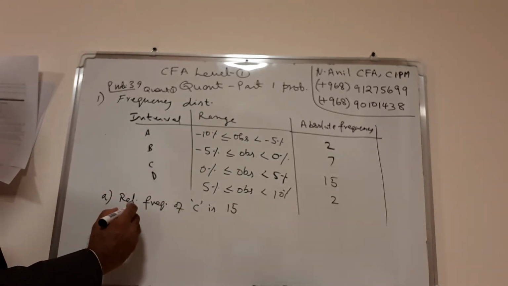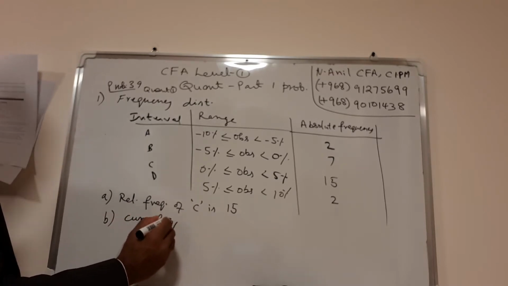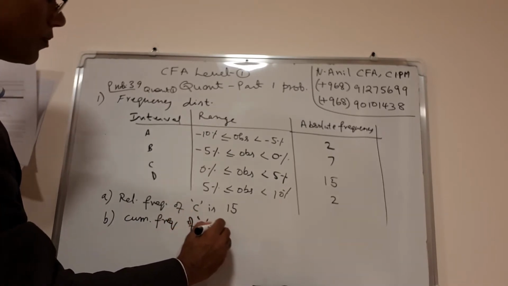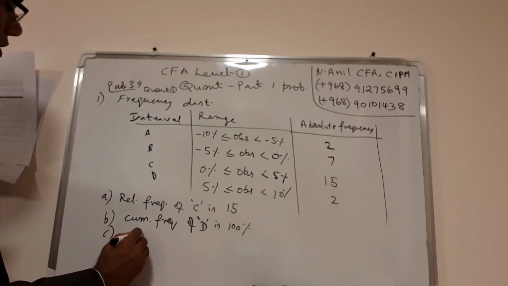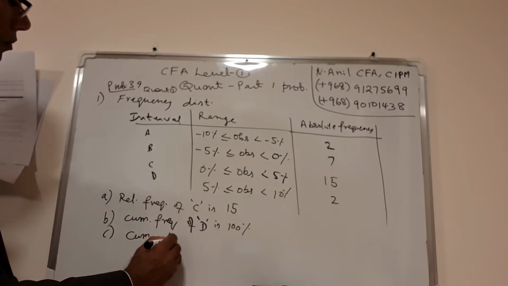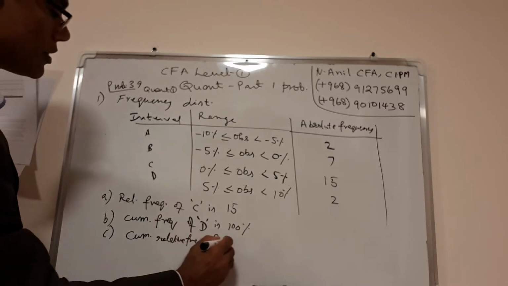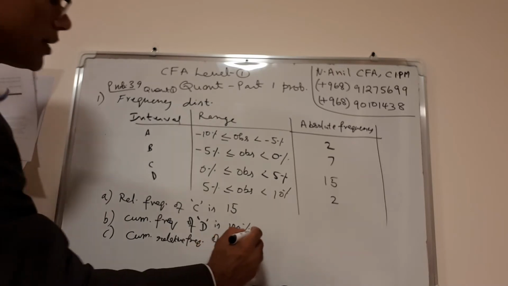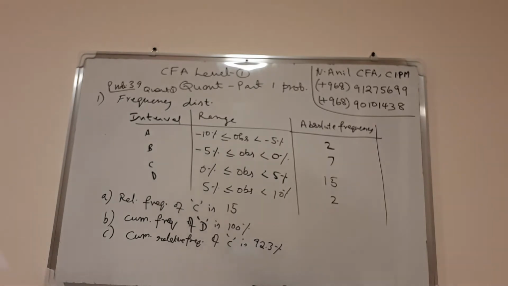The cumulative frequency of interval D is 100%. The cumulative relative frequency of C is 92.3%. 92.3. Which of the following is right?